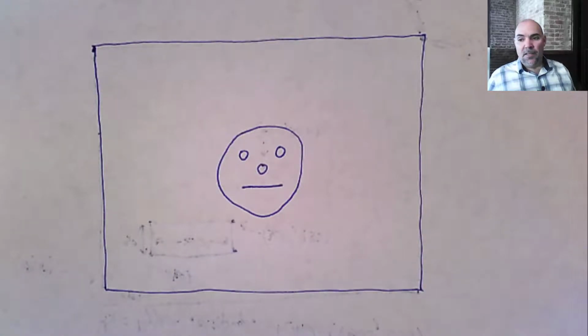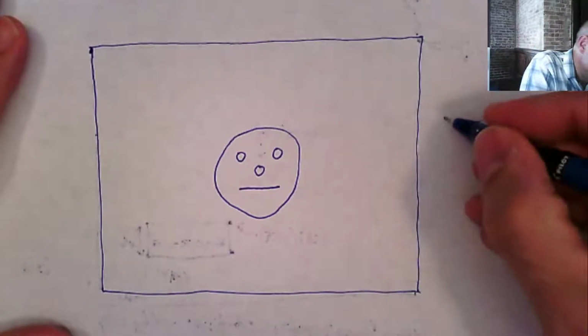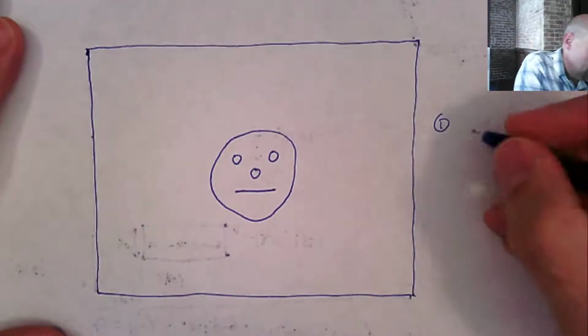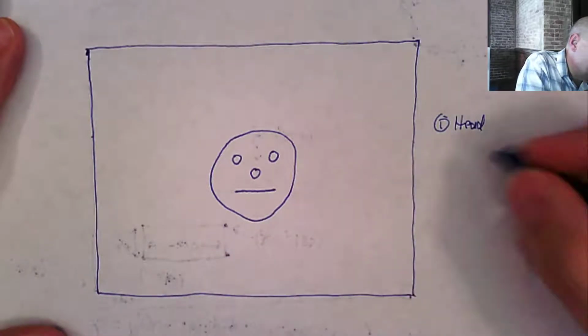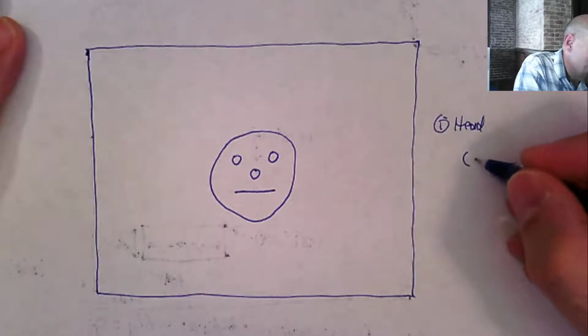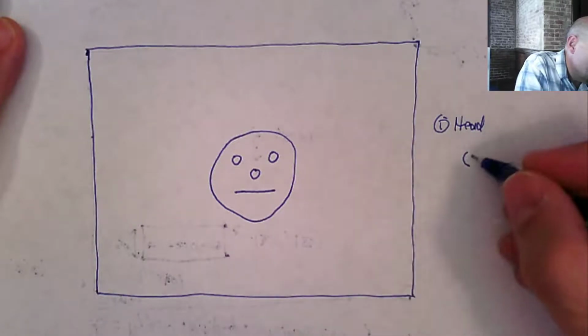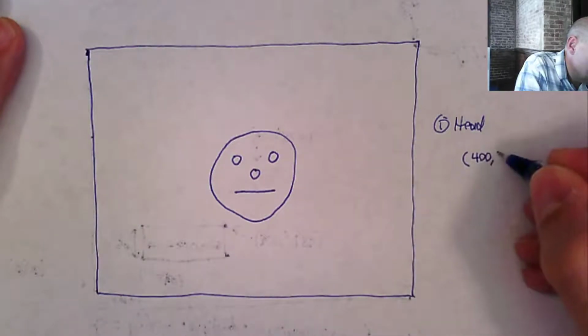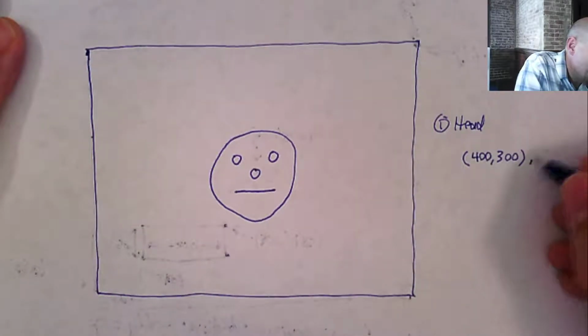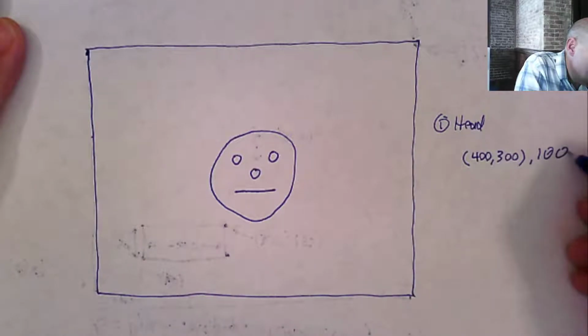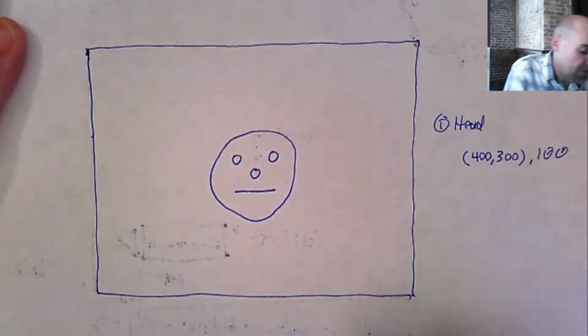Now, let's take a look at where those things are. So the head, let's start with that. 1, head. All right, so the center of that is going to be at, well, let's do 400, 300 because it's in the center of the screen. And what radius do we think that should be? Well, let's make that about 100. And this is a circle.